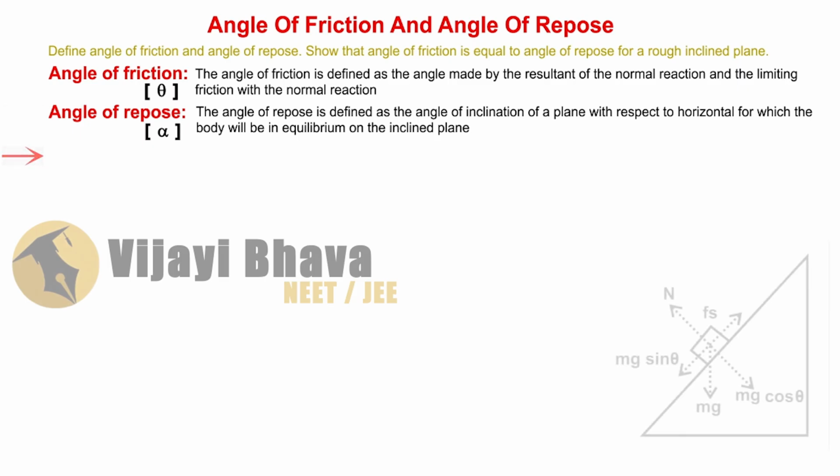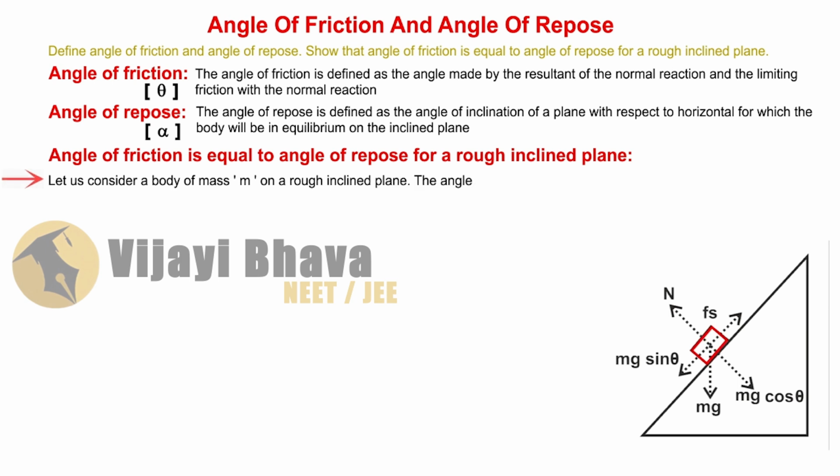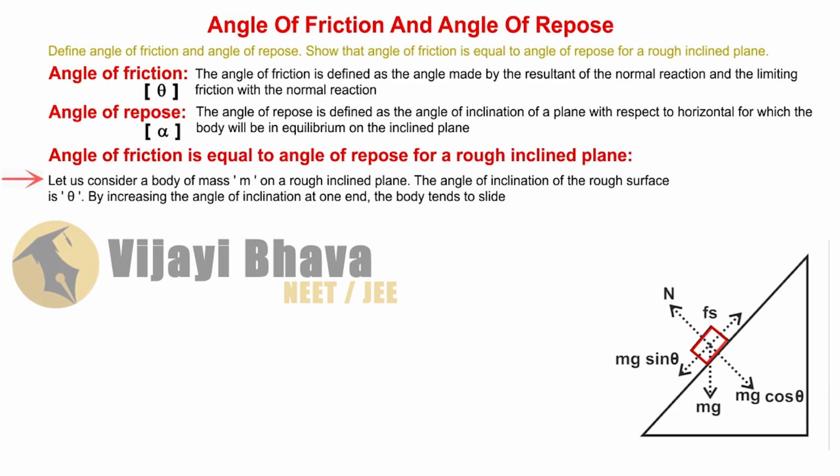To prove that the angle of friction is equal to angle of repose on a rough inclined plane, let us consider a body of mass m on a rough inclined plane. The angle of inclination of the rough surface is theta. By increasing the angle of inclination at one end, the body tends to slide on the surface. Then the angle of inclination theta is called angle of repose.